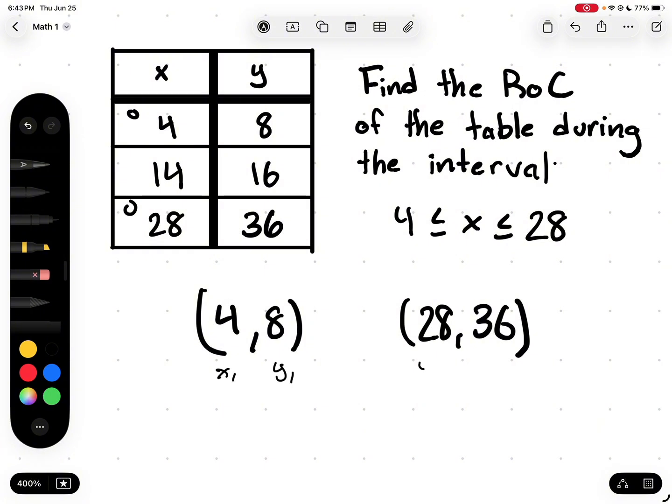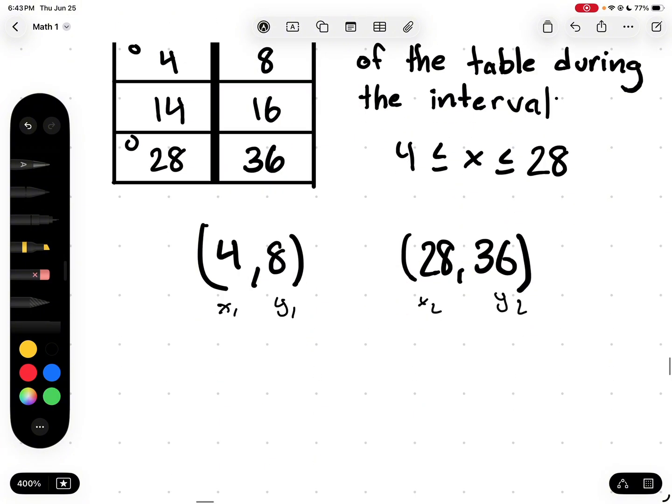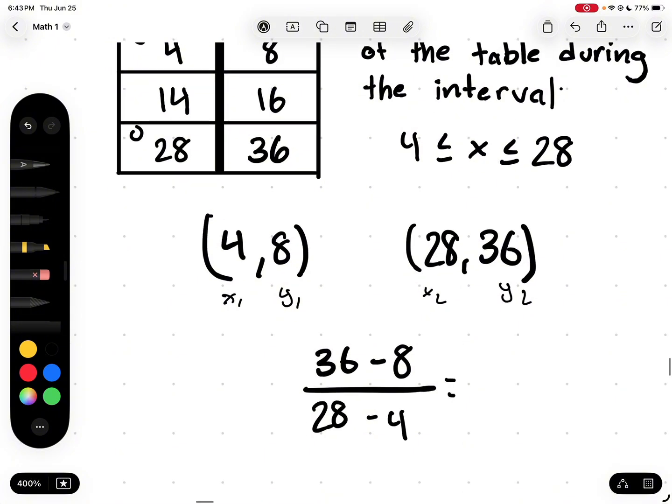x1, y1, x2, y2. Our formula is (y2 − y1) divided by (x2 − x1). And when we solve that out, we get 1.167, which means that when x increases by 1 in between 4 and 28, y will increase by 1.167.